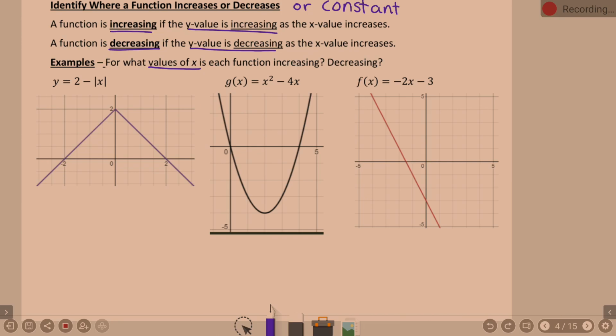As I start looking at this graph, I'm always going to start at the left. What am I doing as I start at the left? What am I doing first? I'm going up, yes, which means I am increasing. So we're going to start by talking about increasing.